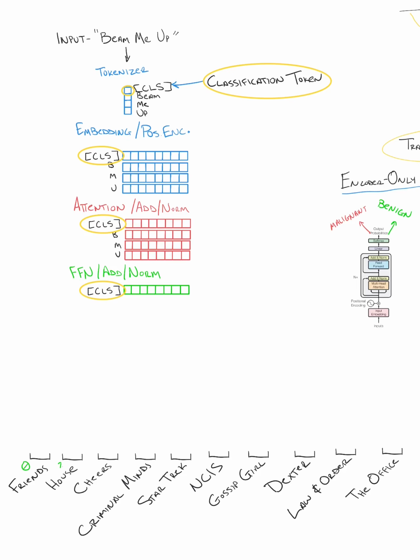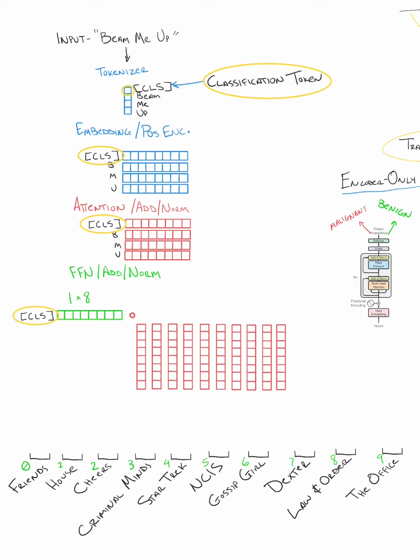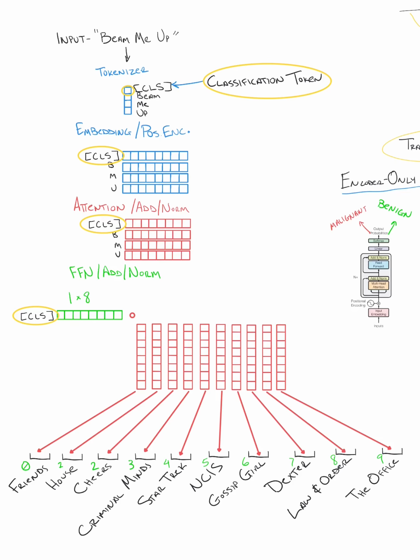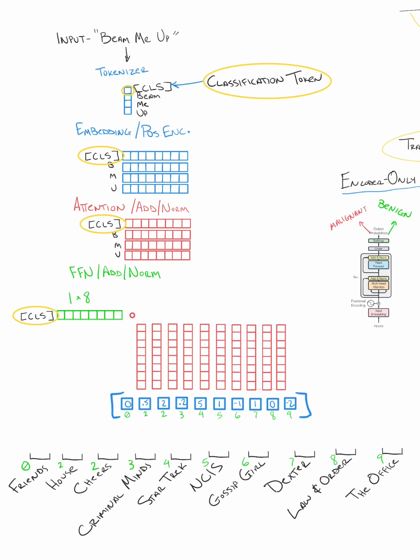Let's assume we have 10 TV shows that our model can predict quotes from. Our classification token embedding, which is a row vector of 8 dimensions, will get dotted by a final weight matrix, where each column vector relates to one of our TV show classifications. When we dot our classification token embedding with each column vector, we will get a row vector of 10 scalars.